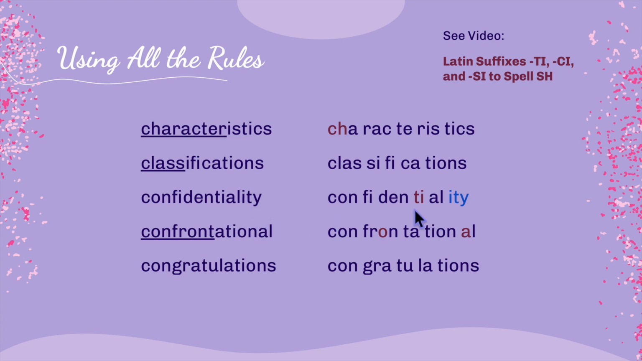One other thing to note is that T and I, as part of a suffix, have the sound of sh. You can see my video about Latin suffixes to learn more about that. Check the video's description for a link.